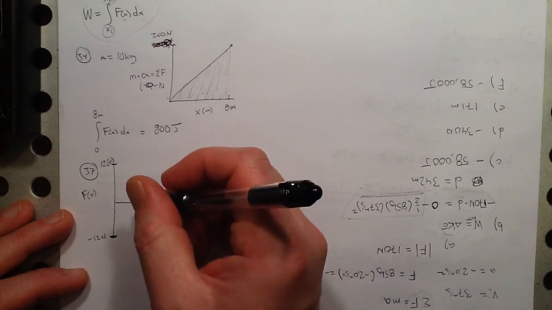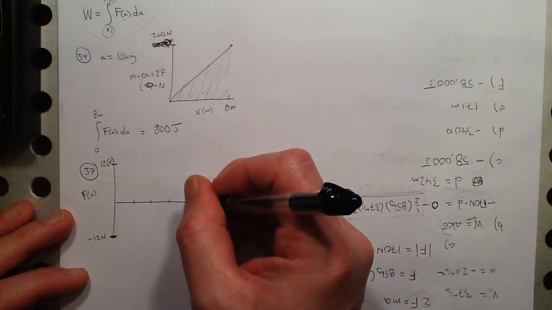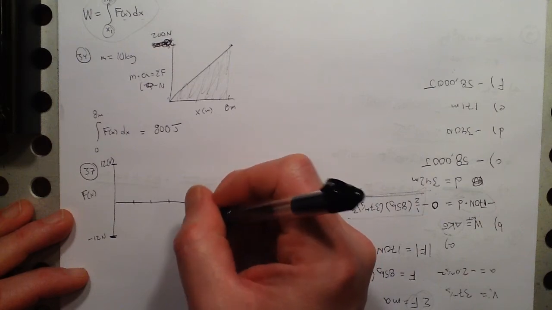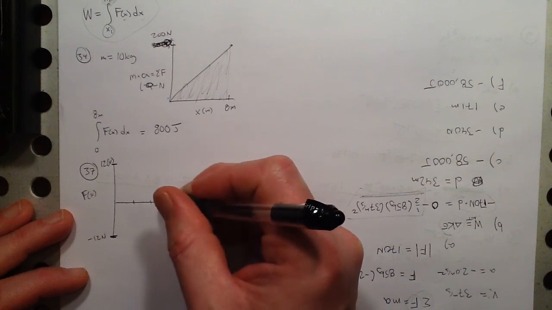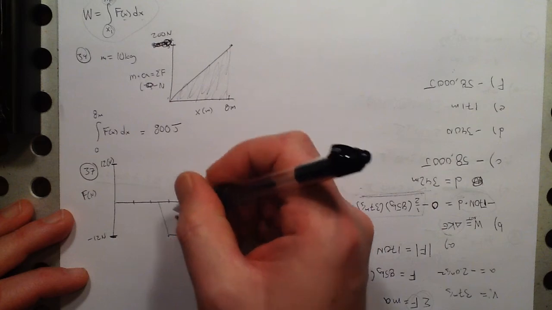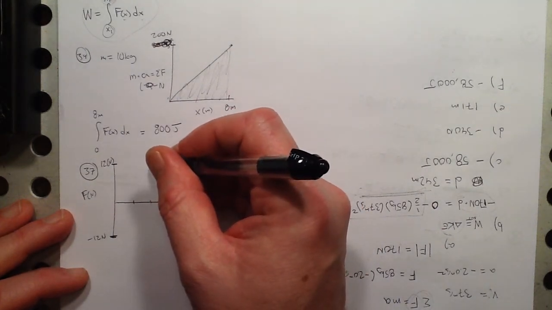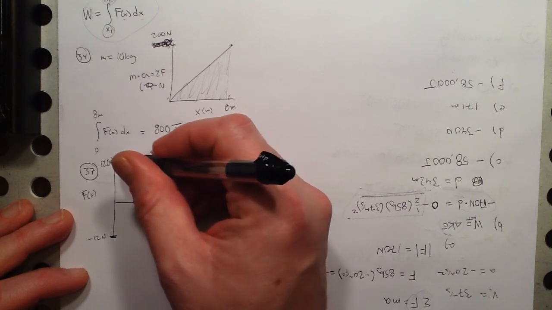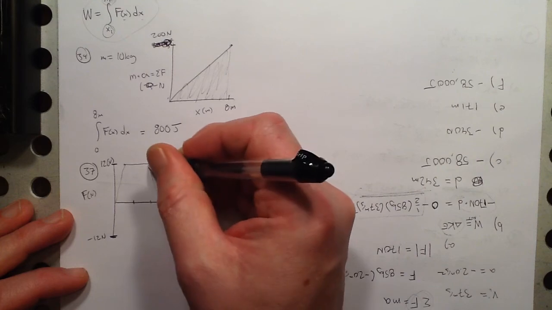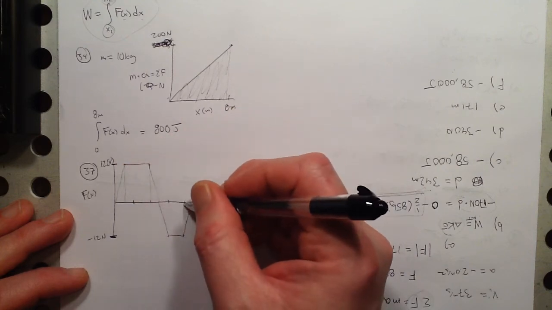So 2, 4, 6, 8, then at 9 it's here, and then this is at 5, and 4, and so I made a decent job of this. This is looking awfully geometric too, isn't it?